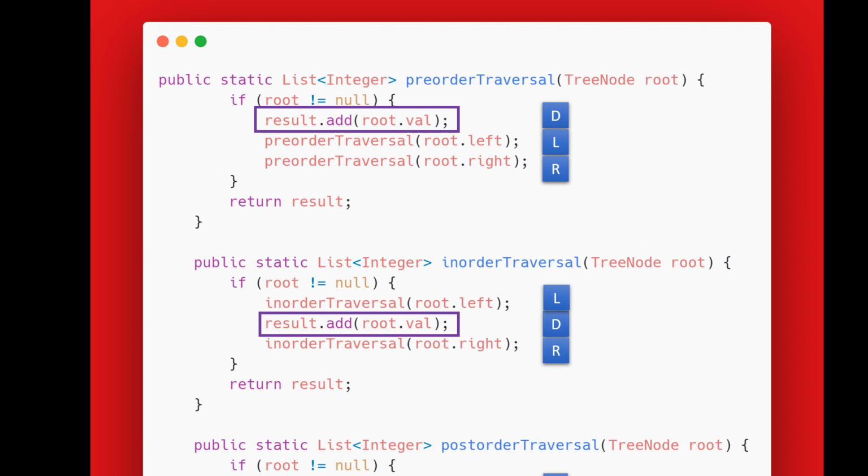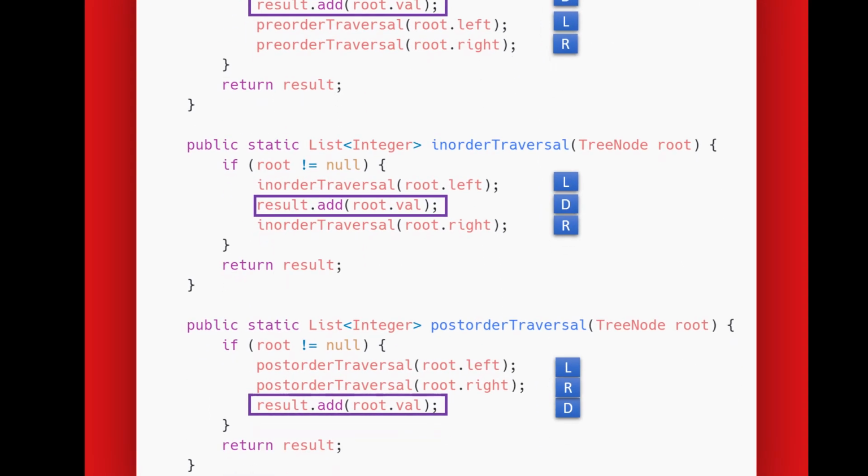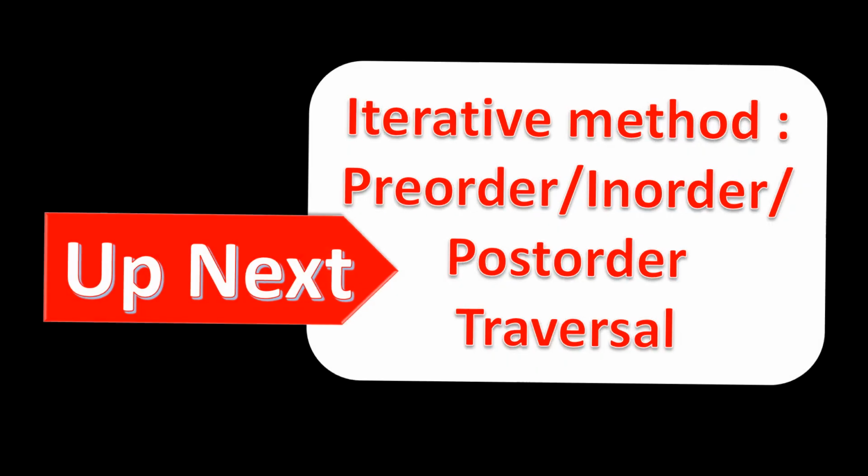For Preorder, we see that we add the value of root before traversing the left and right node. While for Inorder, we see that we are adding the value of root in between left and right tree processing. While for the Postorder, we add the value of root and result at the end after processing the left and right trees. We will end this video here.